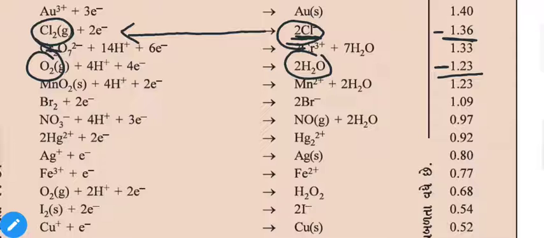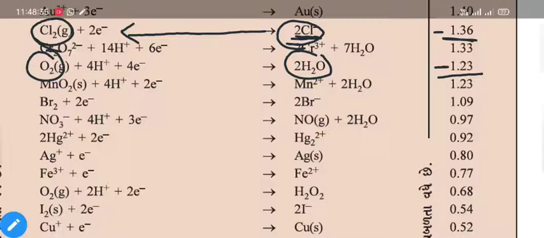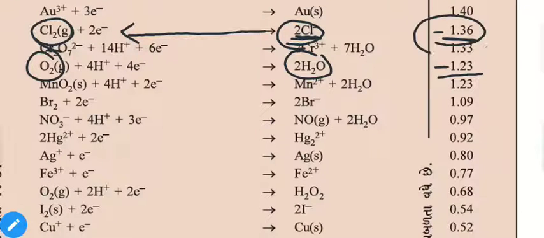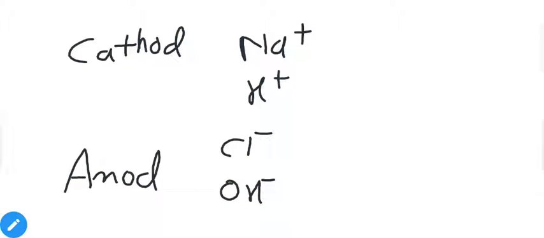Now the anode is exactly opposite of the cathode. On the cathode, a higher value has more tendency to participate. On the anode, a lower value has more tendency to participate in the reaction. So from this data, we can see chlorine has more tendency to participate because its value is lower, and the lower value is more preferred on the anode. So in our reaction, on the cathode, sodium is not able to participate, so there is no product from sodium.